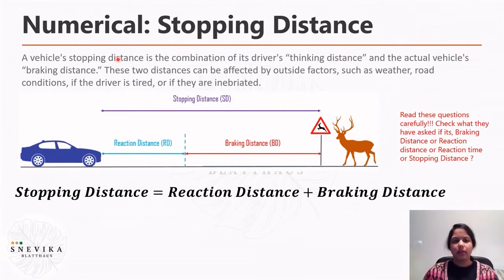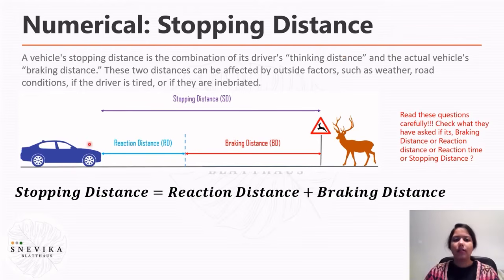Now we will do some numericals. Numericals sound very difficult, but if you understand this properly, then you can score full marks, because there is only one right answer. There cannot be any confusion. So when we are talking about numericals, the first thing is of course the stopping distance. So what is stopping distance?